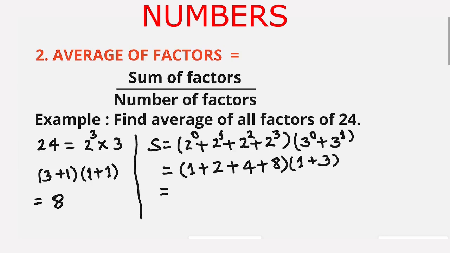and this is equal to 1 plus 2 is 3, plus 4 is 7, plus 8 is 15, multiplied by 1 plus 3 is 4. So this is equal to 60.